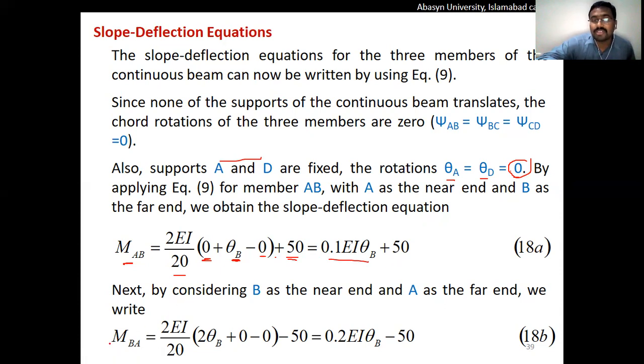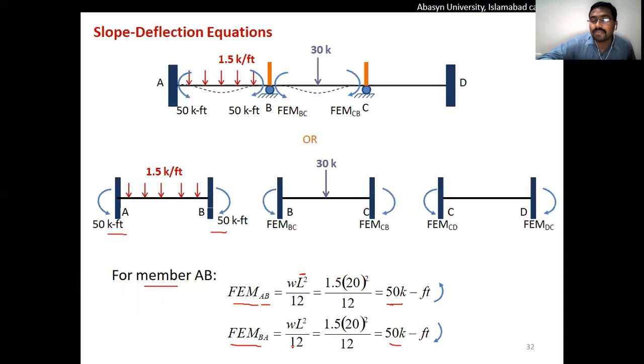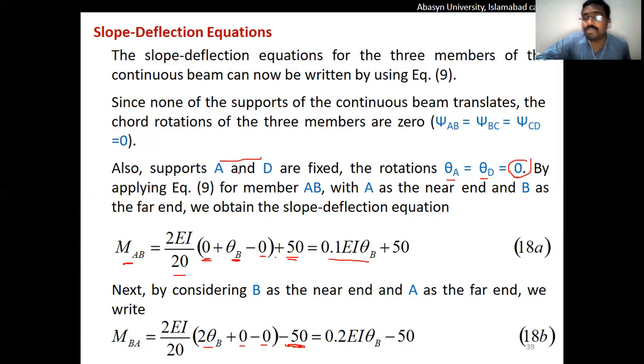Similarly, when we find the value of MBA, we have 2 times theta B, theta A becomes 0, deformation becomes 0, plus the fixed end moment. In this case, the fixed end moment is in the clockwise direction, so its value will be considered as minus 50. As I already informed you, for the sign convention, anti-clockwise movement will be considered positive. So it will become minus 50.